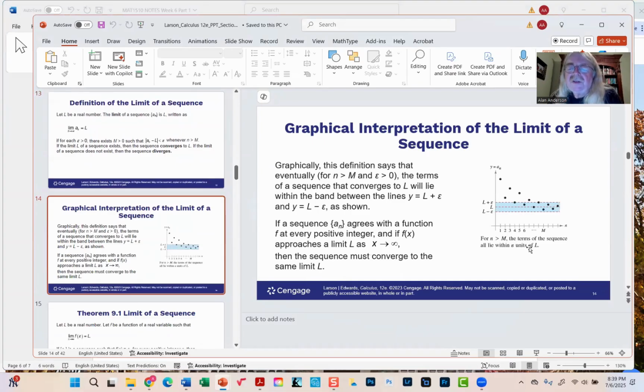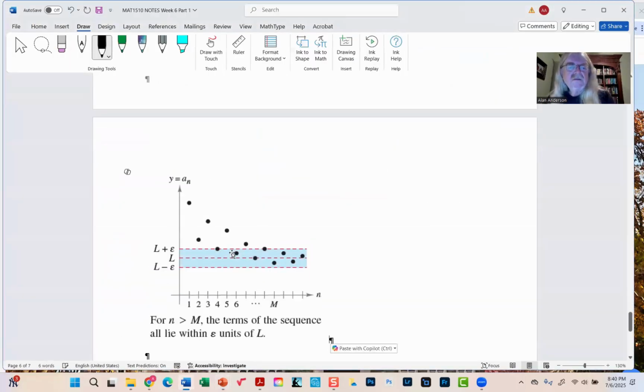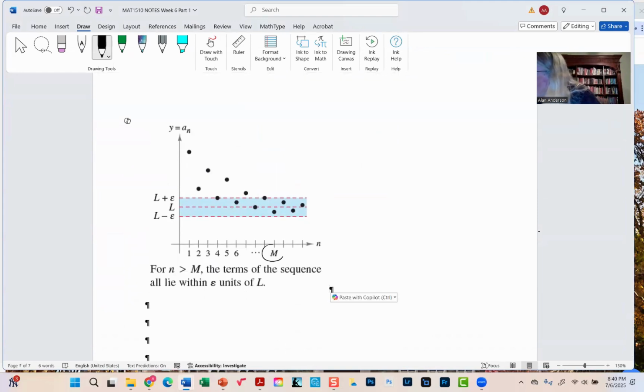By the way, here's an illustration of how this would work in general. You see how these points, which represent the terms of the sequence, as we get further and further along, once we get past this capital M, all of the terms of our sequence are always within this interval. Sometimes they go up and sometimes they go down, but they never get further away from that middle line. They keep getting closer and closer to it. So this is a convergent sequence.